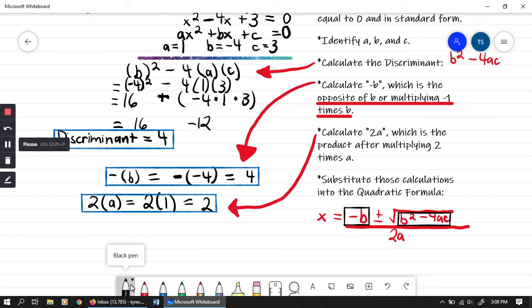And this part here, you're going to replace with the 2a that we just calculated. You're going to replace that with 2. So again, you're going to replace those parts there.